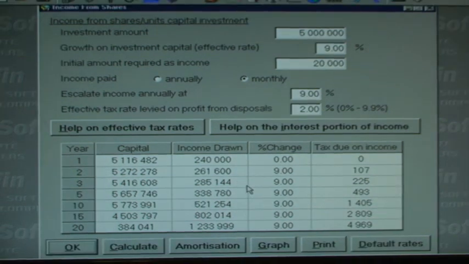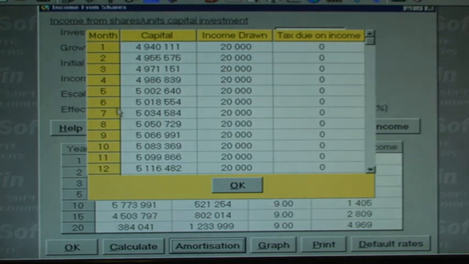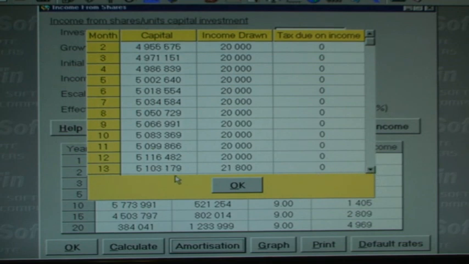Now we have some option buttons at the bottom of the screen. If we click on the amortization button, you'll see here we have a table in months of exactly what's happening to our capital and our income trail. That's the first 12 months. If we scroll down one more month to month 13, you will see there the income increases in the first month of the second year to 21,800.